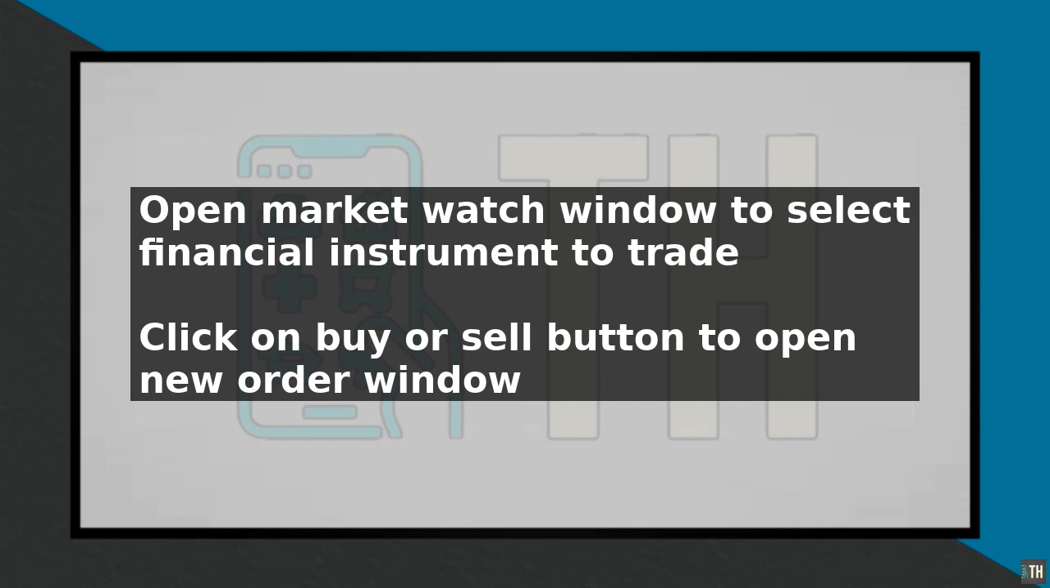In the order window, you will need to specify the type of order you want to place. There are several types of orders available, including market orders, limit orders, stop orders, and stop limit orders.